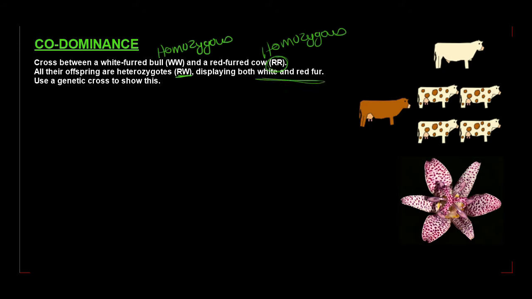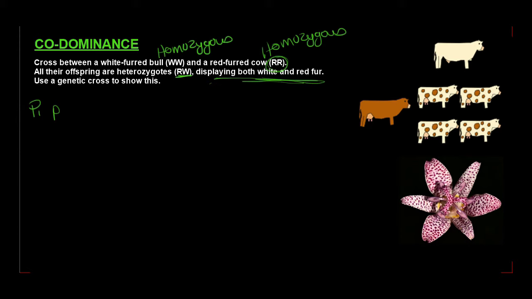Use a genetic cross to show this. So do you remember in the incomplete dominance one, they told you all offspring were pink. So we know that is an intermediate form. Whereas with this one, they tell you displaying both white and red fur. So you know it is codominance because both alleles are shown in the phenotype. So let's get into this genetic cross.